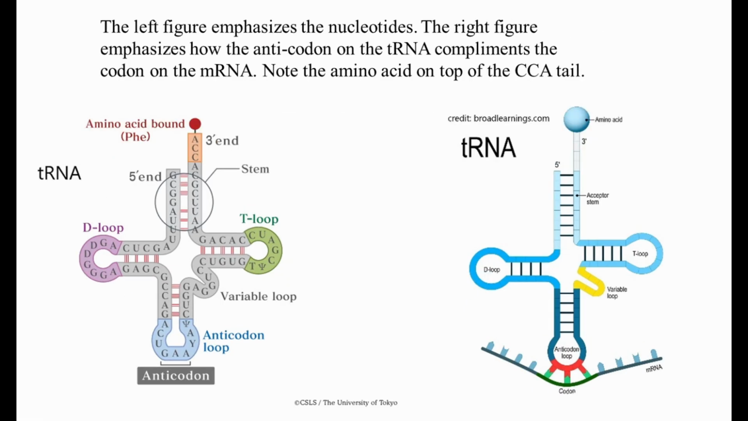The figure shows 2 representations of transfer RNA. The left figure emphasizes the nucleotides. The right figure emphasizes how the anticodon on the tRNA complements the codon on the mRNA. Note the amino acid on top of the CCA tail.